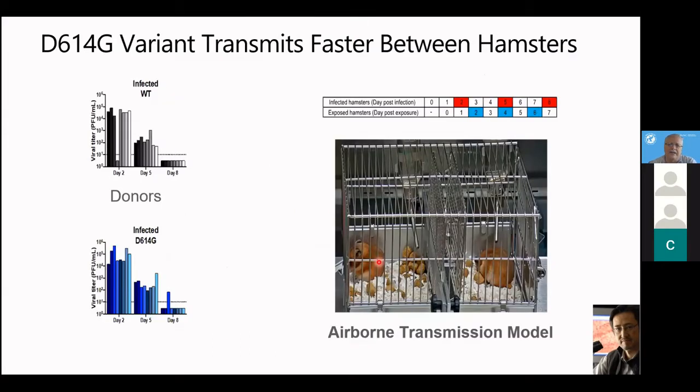More importantly, we set up transmission studies to look at the ability of a donor-infected animal in this one cage to transmit via airborne transmission to a recipient animal in a second cage with an airspace in between. And when you infect these animals, you can see they all get infected. This is with a wild-type ancestral strain. It clears by day 8. The titers are not significantly different with the G variant through day 8, and also clearing by day 8.